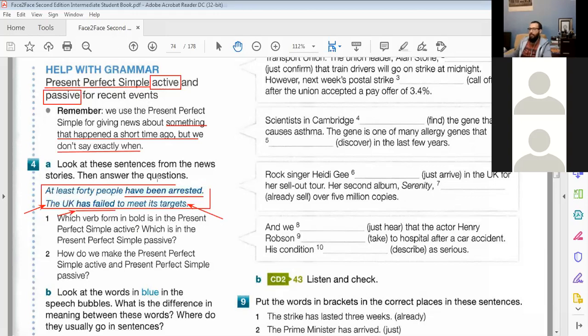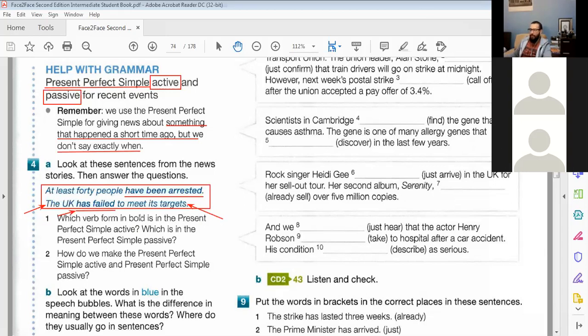But are you talking about the passive or active now? Active, not passive. Right. And in the passive, how do we make it? Have or has plus been plus the verb in the past participle. Correct. This is how we form it.